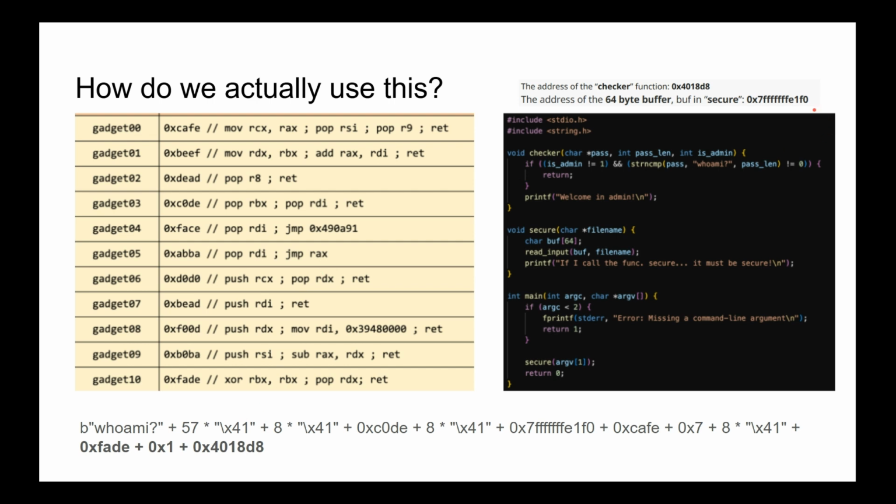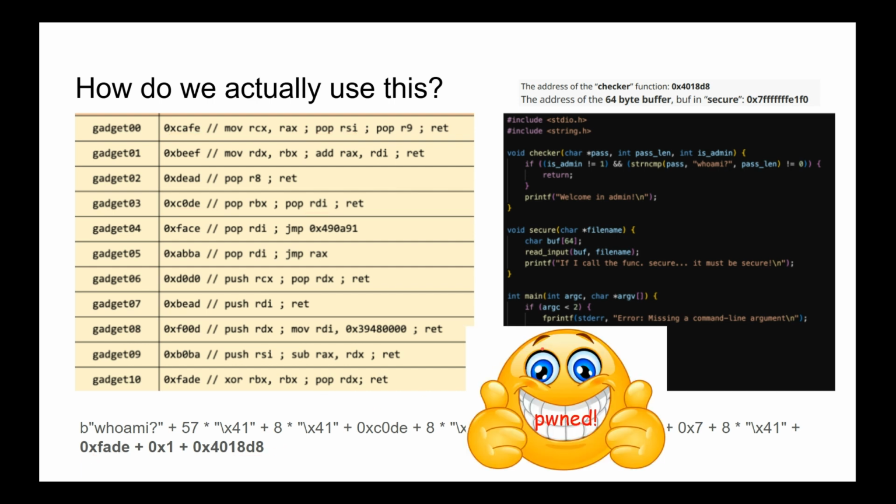So if we follow the flow of what we did, we wrote the string that we needed for the password, filled in the appropriate padding, returned to that first gadget to do this behavior right here, pop into RDI. And once we return from that, we pop into RSI using the gadget up here, and our final gadget will pop into RDX. And once all that is done, we can return to the checker function, and there we go, we're done.